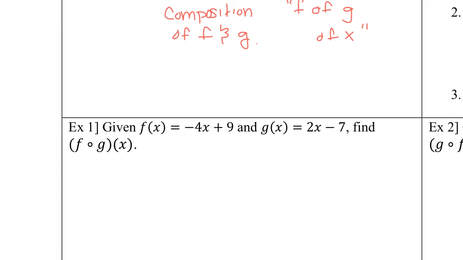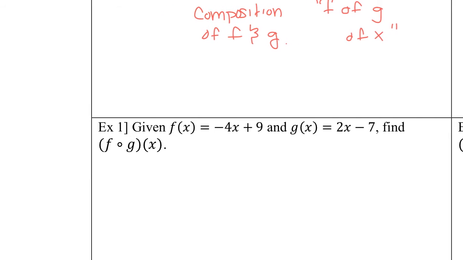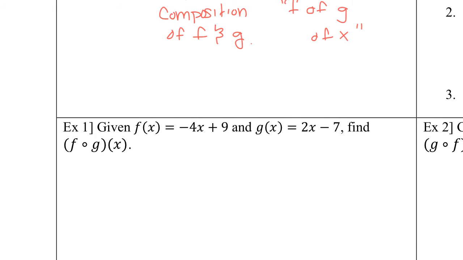Number 1, given f of x equals negative 4x plus 9 and g of x equals 2x minus 7, find f of g of x. So rewrite this f of g of x in a way that makes more sense. So f comes first, so that's the outside, of g of x. Every time you say the word "of," write an open parenthesis. So here's what this means.